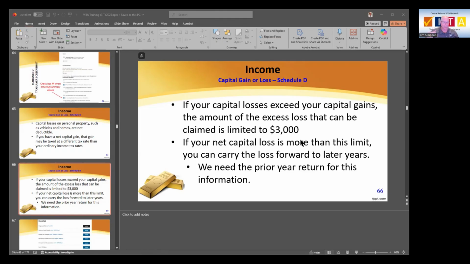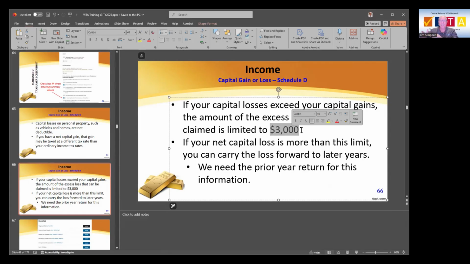And if you end up with a loss, you can deduct up to $3,000 of that loss against other income. Okay, let me back up just a little bit. You can always deduct capital losses against capital gains, no matter what the amount is, right? But if the losses exceed the gains, you can only deduct $3,000 a year off of other income, like say your wages. Okay, so now if your losses are more than this limit, here's where you get the carryover.